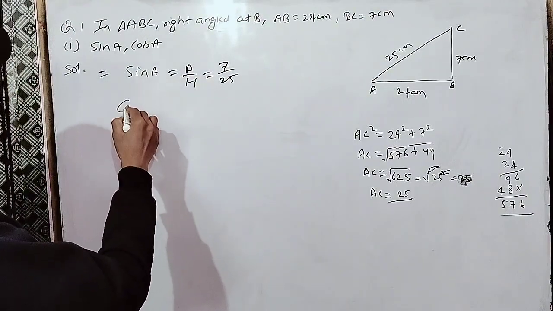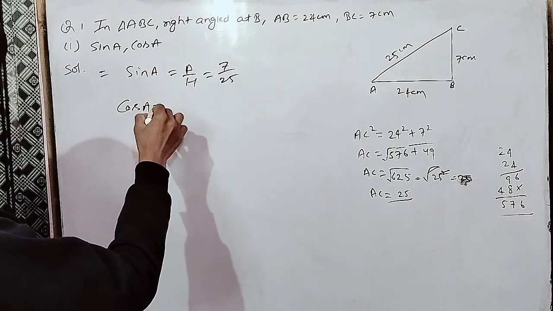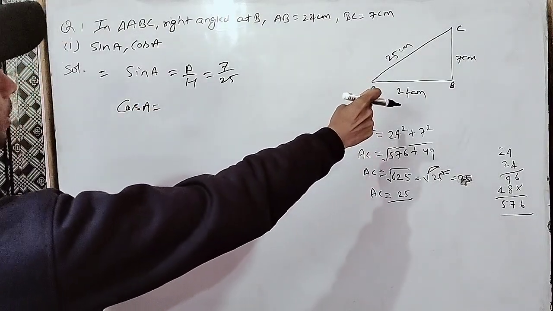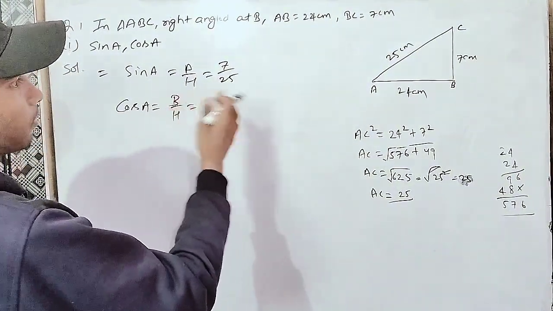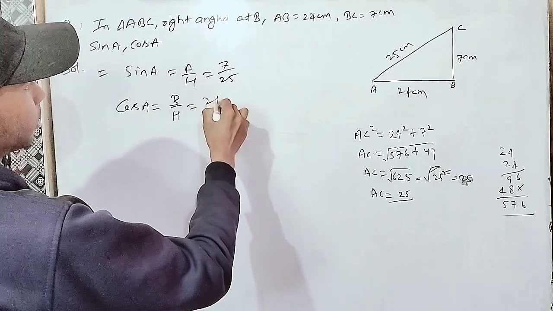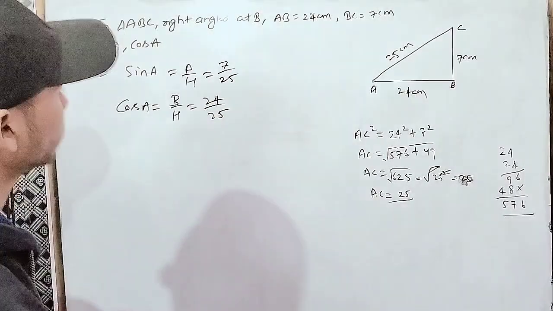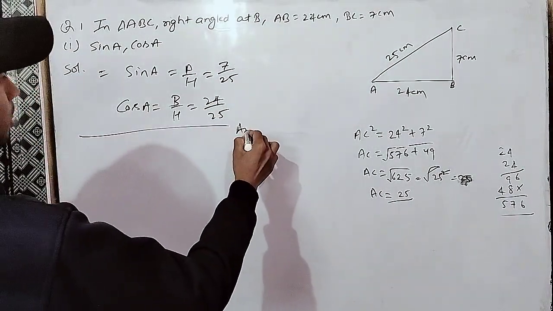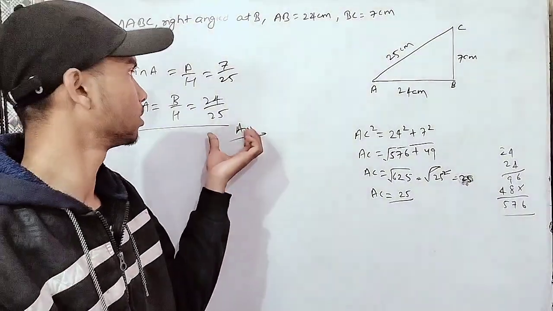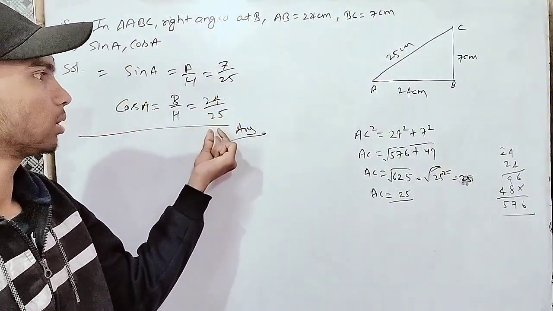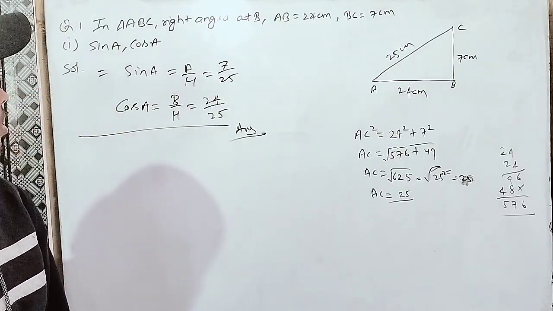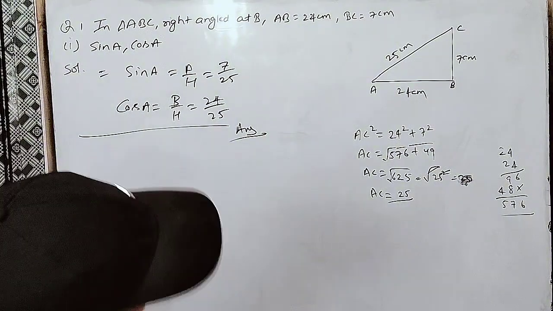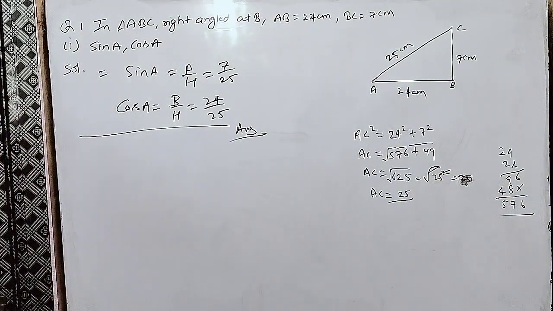Now it's time for cos A. Here this is the angle, and cos is b by h. The value of b is 24, and h is 25. That's its answer. You can divide 24 by 25 and we will get the answer in decimal. Okay. Now shall we move to the next question? This was one question for us.